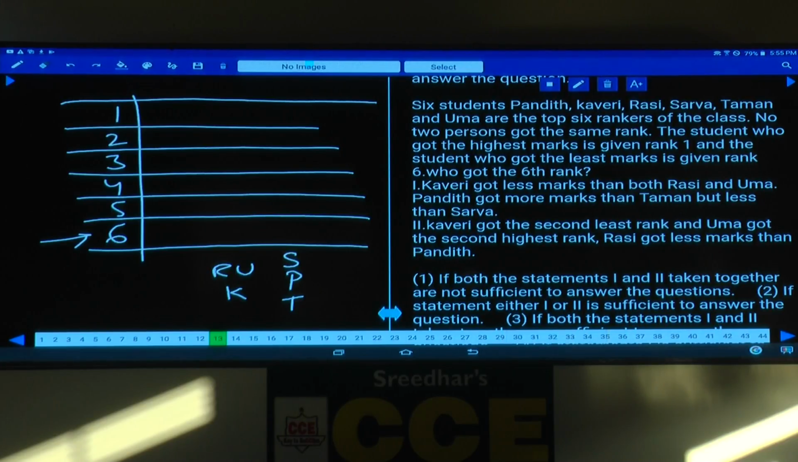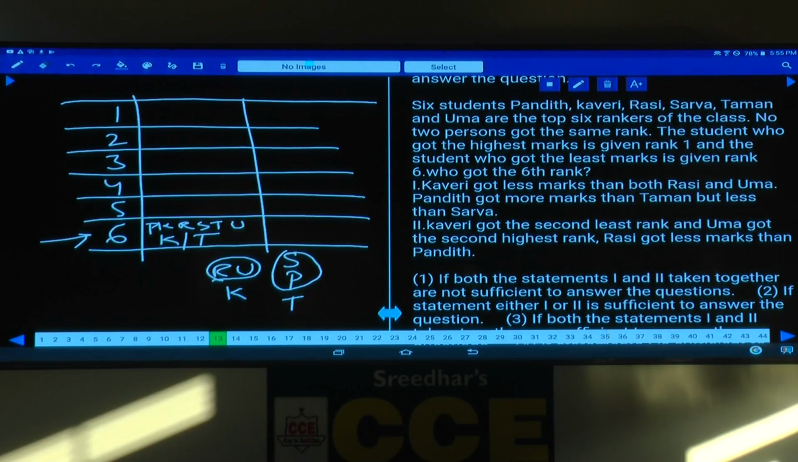Now with the help of this one, how many persons are there? P, K, R, S, T, U. Out of these, R and U cannot be at the first or last place. S and P cannot be at the last place, isn't it? And who can be at the last place? Either K or T can be at the last place. Hence, with the help of one alone, we are getting two different answers.